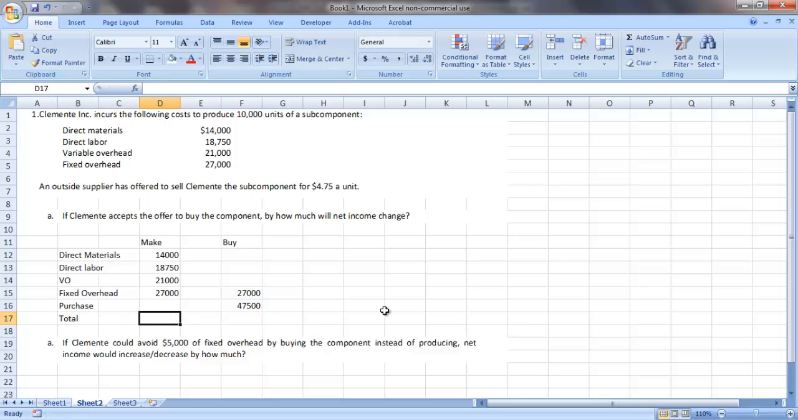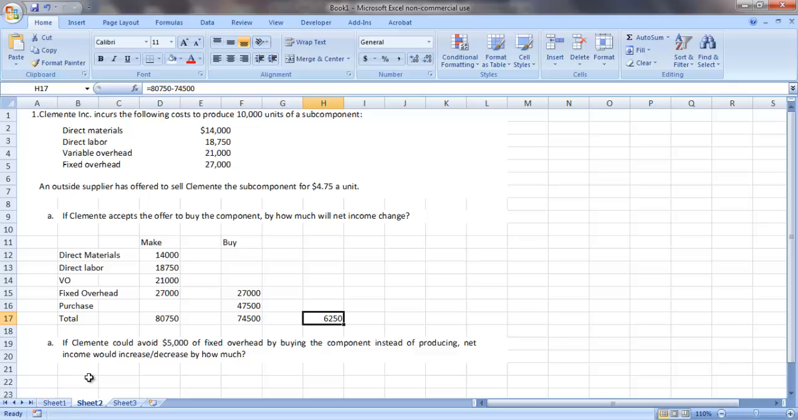If we determine our total cost here, we see that our total cost of making this subcomponent is $80,750. Our total cost of buying this from the outside supplier is $74,500. So the question is, if we accept the offer to buy it, by how much will our net income change? Well, it'll change by the difference between the two total costs. So $80,750, again, if we make it, versus the $74,500 if we buy it, means a difference of $6,250. All other things equal, we would much prefer to buy the component here and save ourselves $6,250.